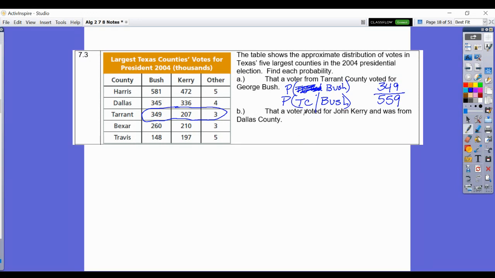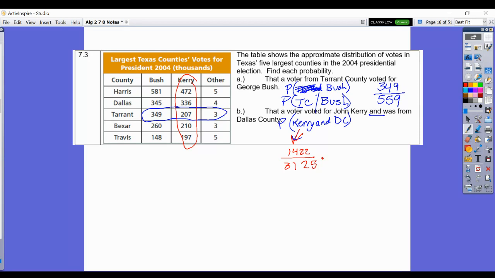Okay. Second question is more like an and statement. I want the voter voted for John Kerry and was from Dallas County. So out of all the voters, we want them to be voting for Kerry and from Dallas County. So Kerry and Dallas County. I'm gonna do that. So what's the probability that somebody voted for John Kerry? So you would add up this time. I'm going to change my color. All the voters for John Kerry are 1,422 out of the total number of voters, 3125.